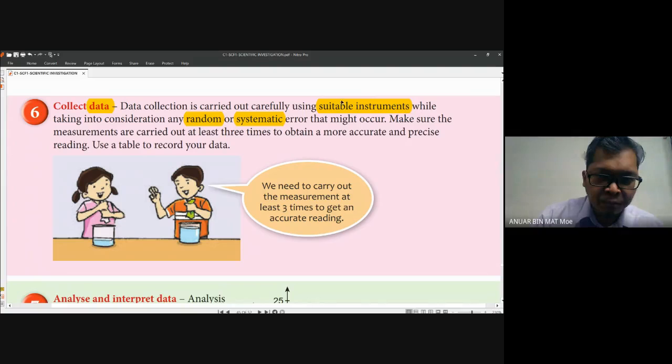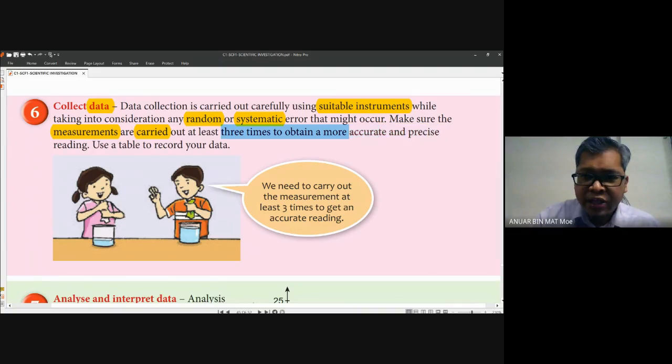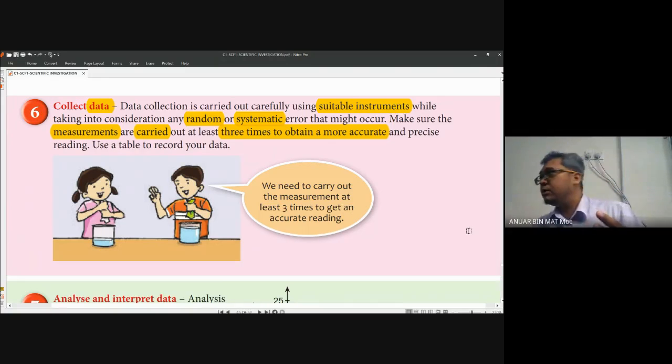And then it says here, the measurement must be carried out at least 3 times to obtain a more accurate and precise reading. Maybe, if you work in a group, after you take the measurement, you can give the instrument to your friend and ask them to also take the same measurement. At least 3 times. Why do we need to take the measurement 3 times?